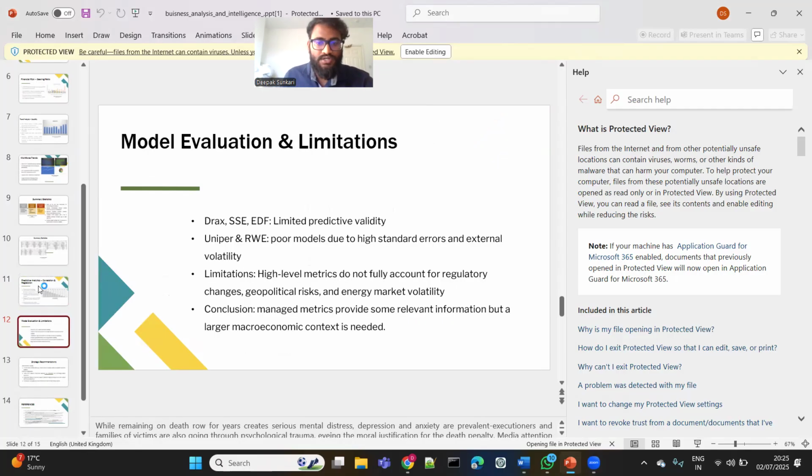Here comes the model evaluation, where the robustness of the model is attributed to the companies and metrics; Drax, EDF, and SSE showed a moderate amount of predictive usefulness. The weak models were Uniper and RWE. This highlights the inadequacy of management measures alone when predicting outcome measures, particularly in turbulent businesses with regulation, energy prices, and geopolitics.